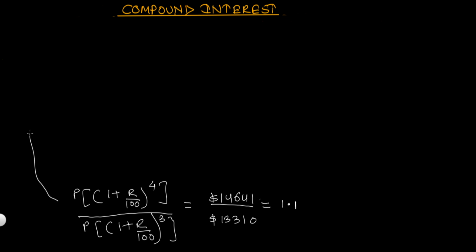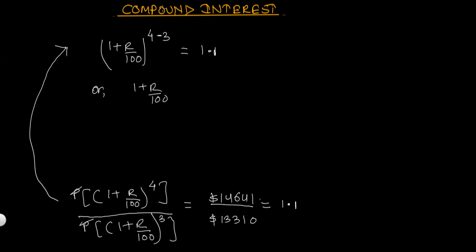Now this P and this P are gone. Now we will have 1 plus R over 100 to the power 4 minus 3, because the thing inside the bracket is the same on both occasions, which is the base. Using the property of indices, we have base to the power 4 minus 3 equals 1.1. The power is 1, so it's the same expression: 1 plus R over 100 equals 1.1, or 100 plus R over 100 equals 1.1.